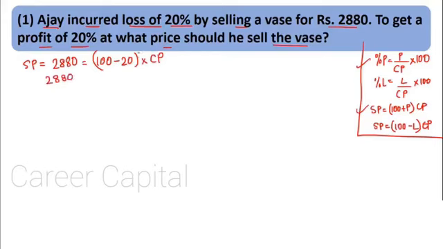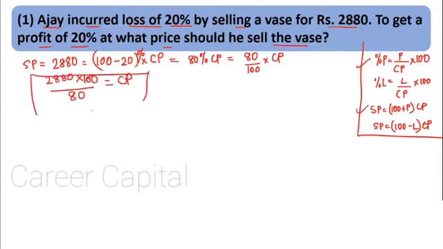We will get 2880. Okay, this is percentage. 100 minus 20% into cost price, that would be 80% of cost price. That would be 80 upon 100 multiplied by cost price. So over here, what we will get? 2880 into 100 divided by 80 is nothing but the cost price. This is the cost price of the vase. Okay. Now what they want is that to get a profit of 20%, what price should he sell the vase?